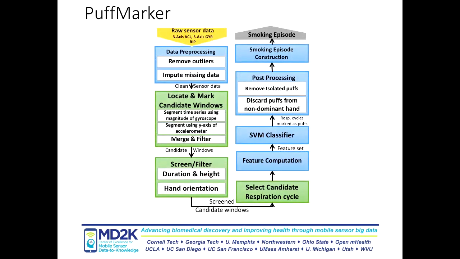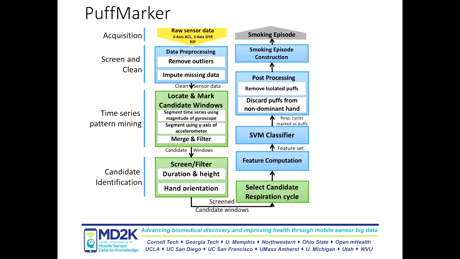So let's use puff marker as a way to illustrate a typical biomarker computation pipeline to show why these computations can take significant amounts of time. First, data is acquired from raw sensors to be screened for good quality signals and cleaned of noisy or missing information. This is then utilized for time series pattern mining before possible candidates are identified.